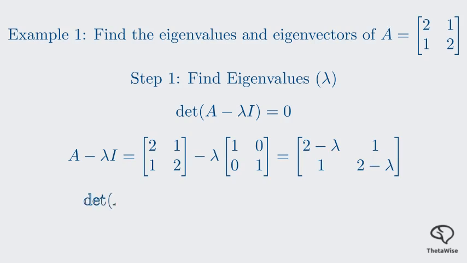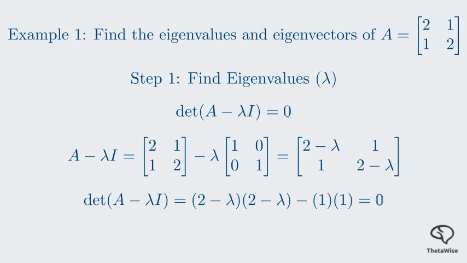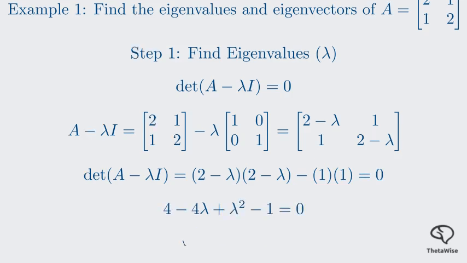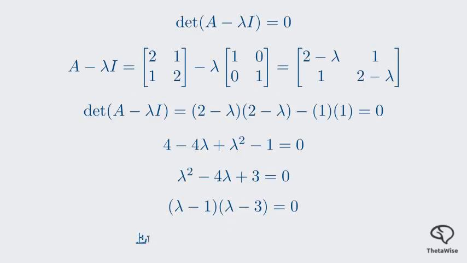Now, we calculate the determinant of this matrix. For a 2 by 2 matrix, the determinant is the product of the diagonal elements minus the product of the off-diagonal elements. This gives us (2 minus lambda) times (2 minus lambda) minus 1 times 1. Expanding this, we get 4 minus 4 lambda plus lambda squared minus 1, which simplifies to the quadratic equation lambda squared minus 4 lambda plus 3 equals 0. We can factor this equation into (lambda minus 1) times (lambda minus 3) equals 0. This gives us our two eigenvalues, lambda equals 1 and lambda equals 3.